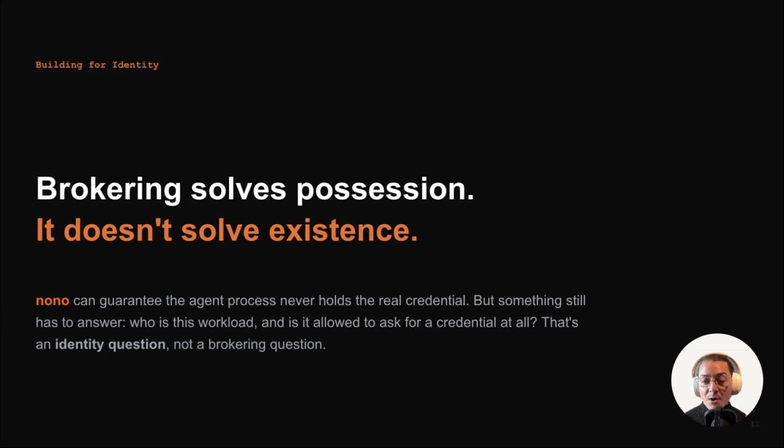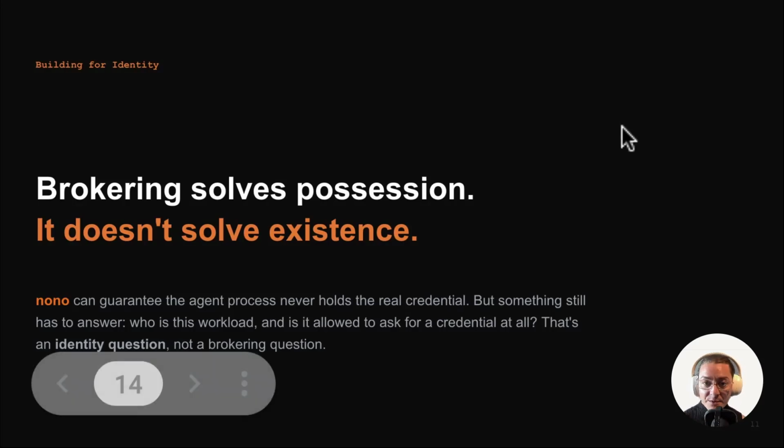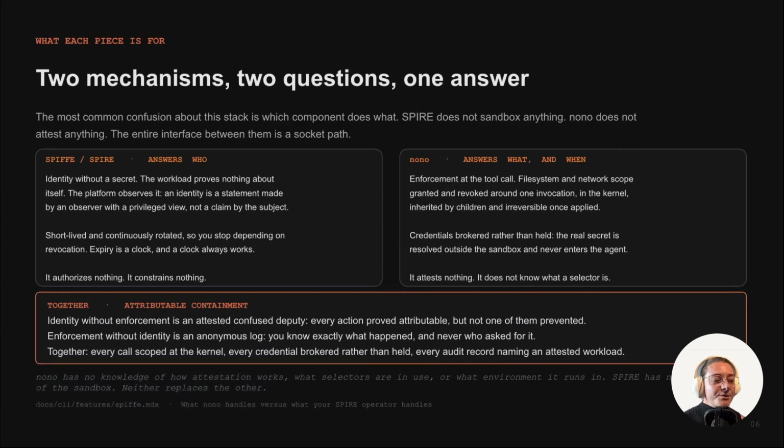So brokering is going to solve possession for us, but it doesn't solve existence. There's really an identity problem that we want to tie this to for this to be useful to a lot of people's current infrastructure. But thankfully, the two superpowers that SPIFFE, SPIRE, and nono put together give you, I think, are incredible. So SPIFFE and SPIRE is created as a bunch of templates and mechanisms that allow you to get identity without a secret. So the workload should never prove anything about itself. It's got to be short-lived, continuously rotated. This is the infrastructure that sits in a lot of our banks. It authorizes nothing, it constrains nothing. Now, if you tie that idea to enforcement at the tool call, then we've got something really interesting.